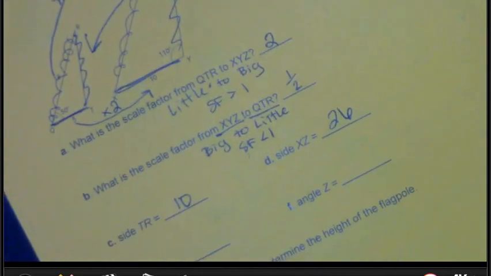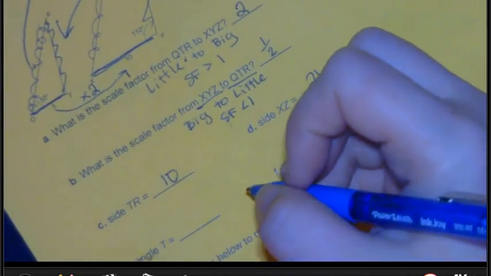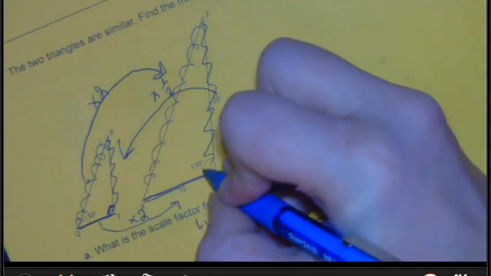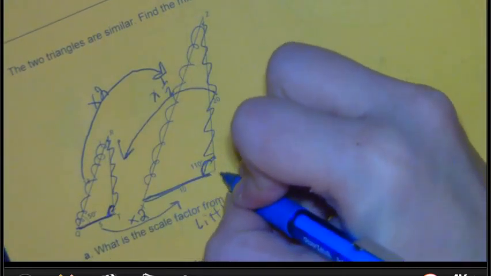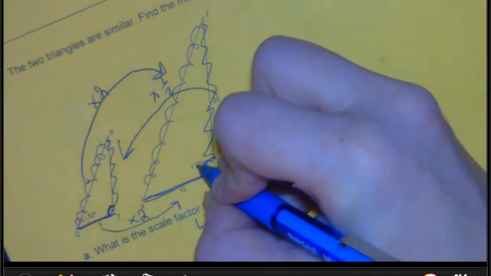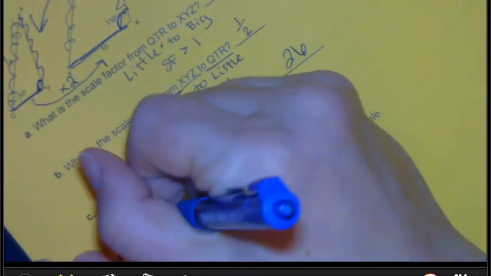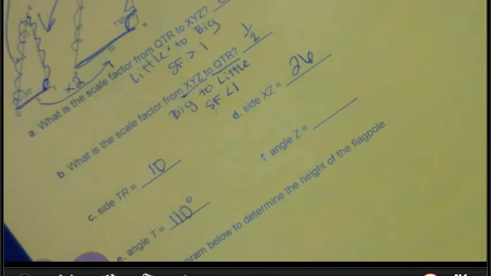Now I've got to deal with my angles here. I need to find angle T. So let's see. Angle T corresponds to angle Y. And if angle Y is 110, you should know by your rules, angles are equal, congruent. So if Y is 110, T has to be 110 degrees.